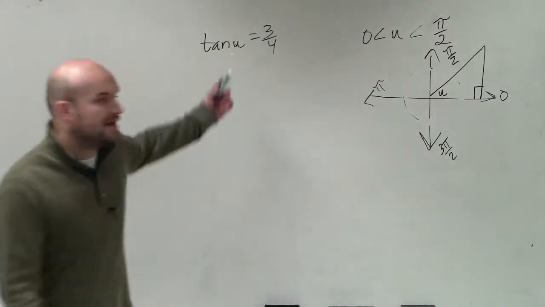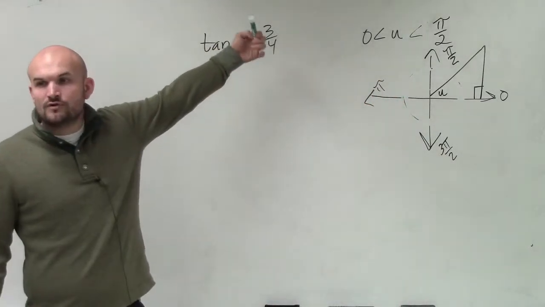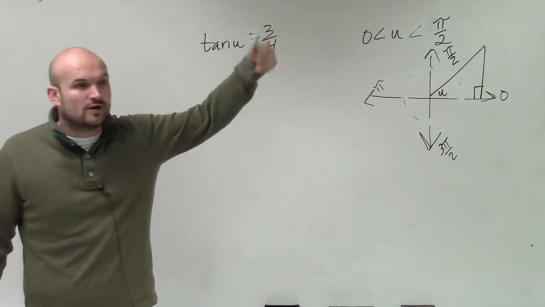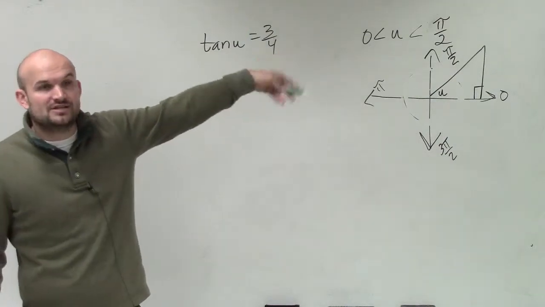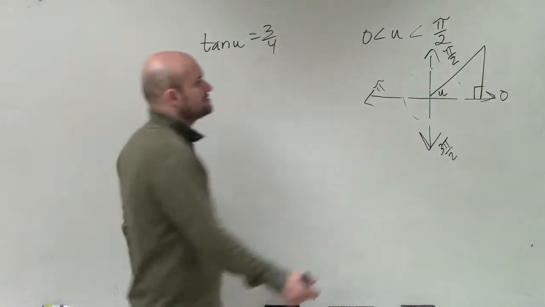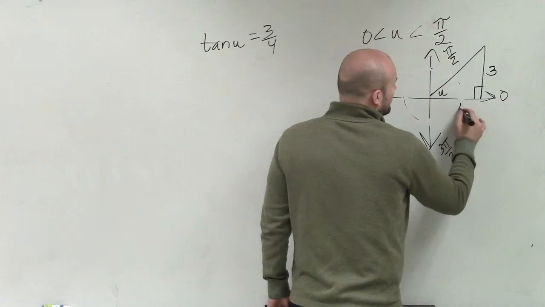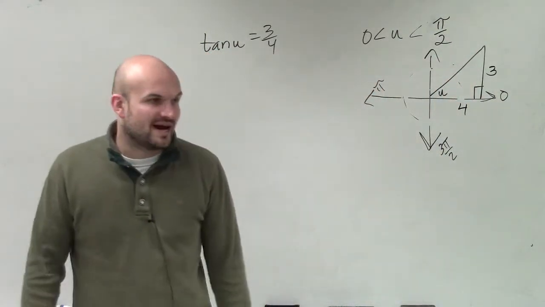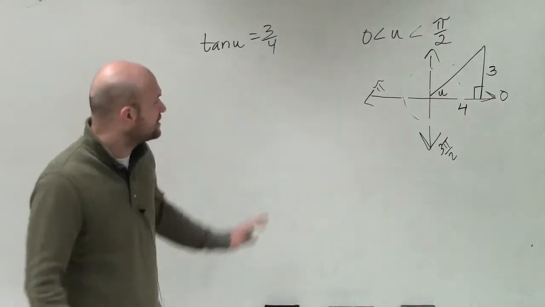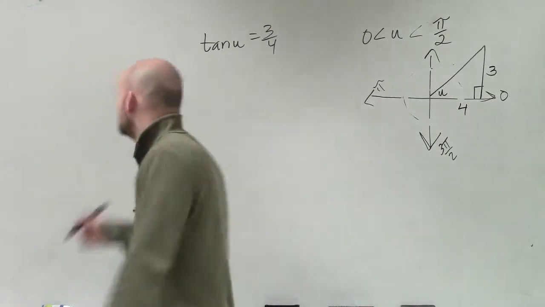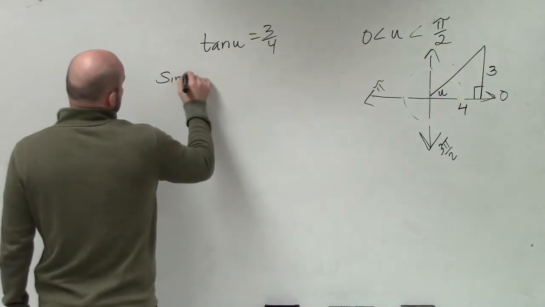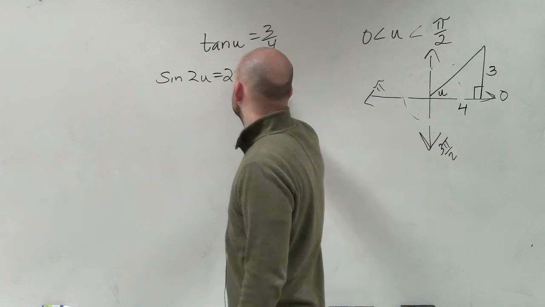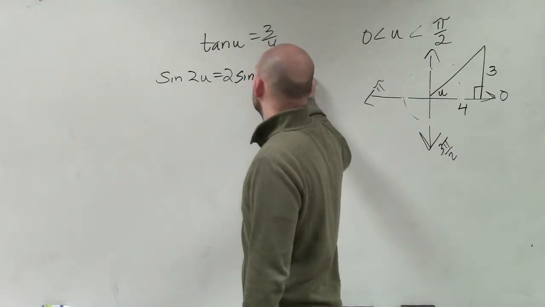Now, we already have tangent, which is opposite over adjacent, right? Since this point is not on the unit circle, we're not doing y over x. We have a triangle, so tangent is opposite over adjacent. So that's 3, that's 4. Now, I can do Pythagorean theorem to find the, actually, before I even get to that point, you asked me to do sine, right? So what they asked us to do is the sine of 2u. So the formula that you will be given is 2 sine of u cosine of u.